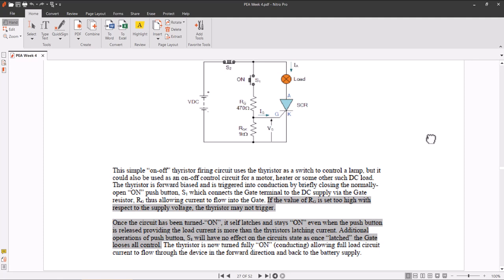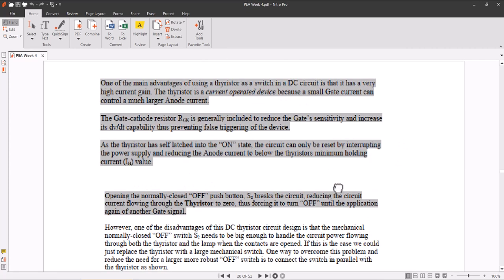conducting, allowing full load current to flow through the device in the forward direction and back to the battery supply. One of the main advantages of using a thyristor as a switch in a DC circuit is that it has very high current gain. The thyristor is a current operated device because a small gate current can control a much larger anode current. The gate cathode resistance is generally included to reduce the gate's sensitivity and increase its dV by dt capability, thus preventing false triggering of the device.